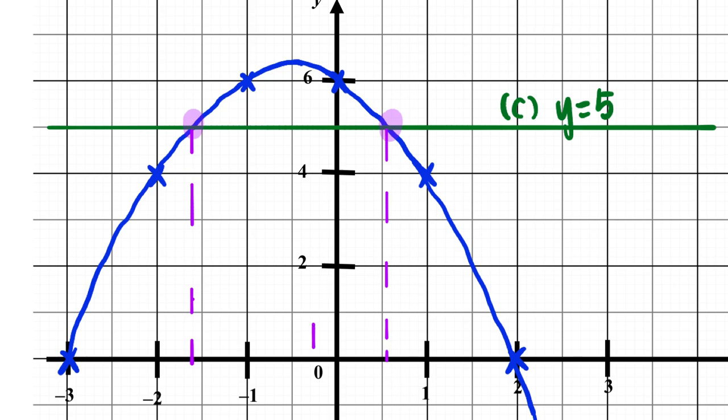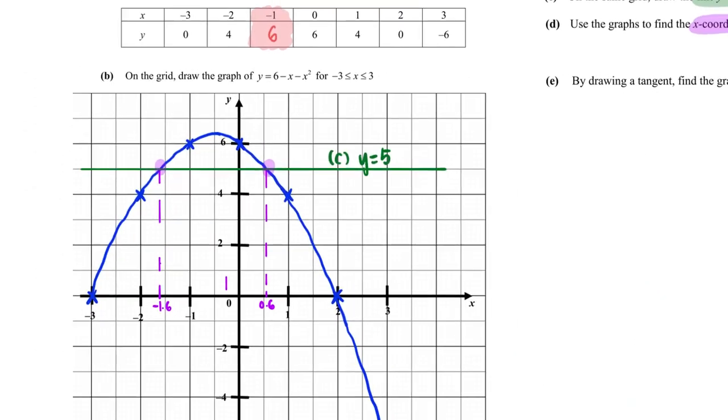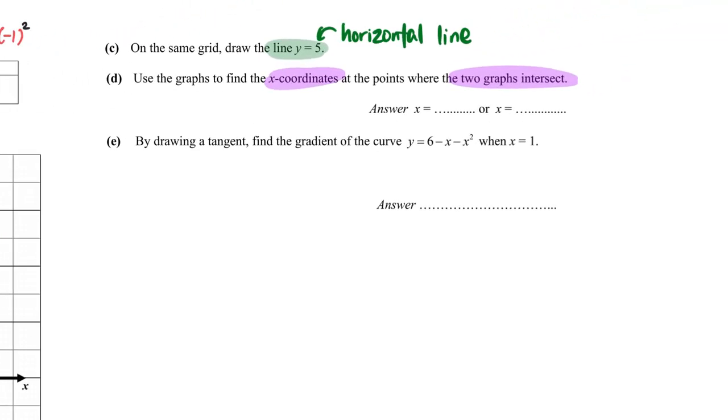So I'll get two answers. One is negative 1.6 here, and this one will be 0.6. So going back to the question, that's where I will write down my answer.